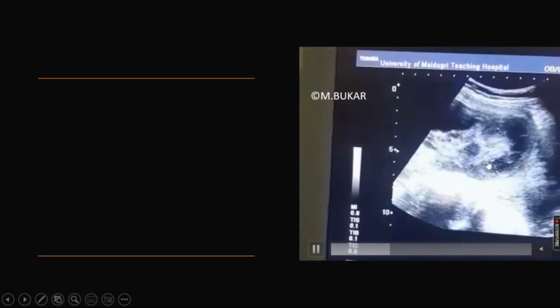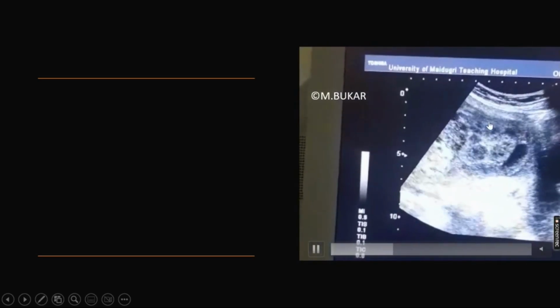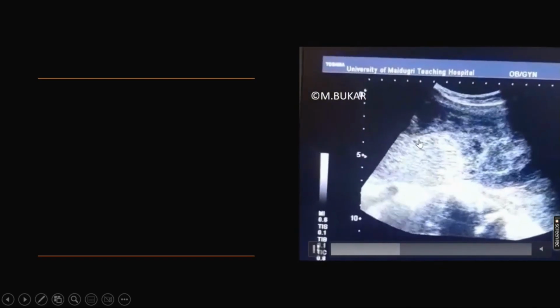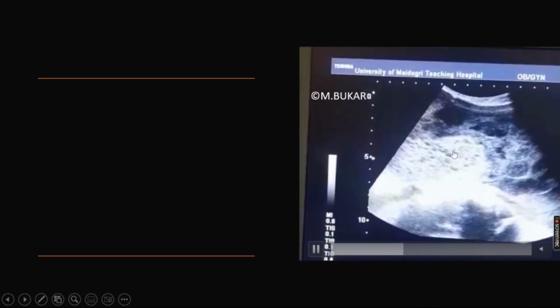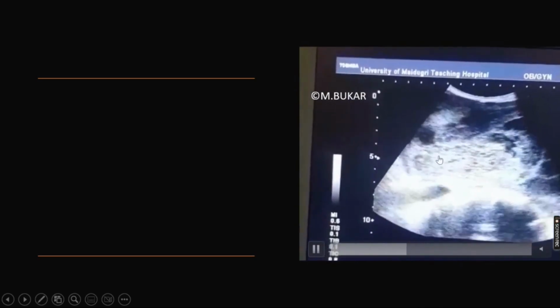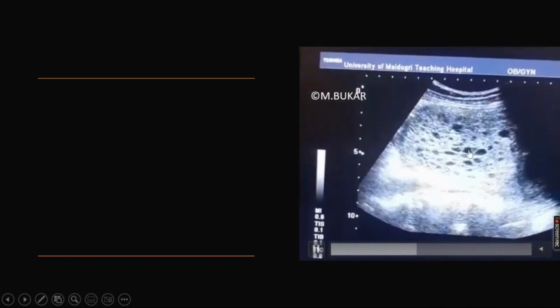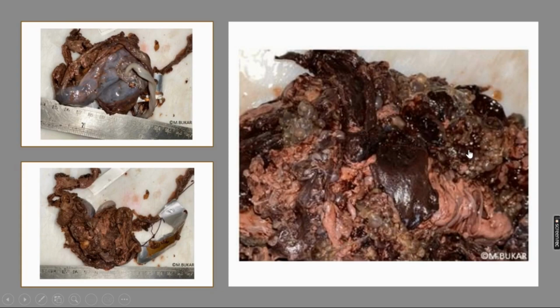Again, blood clots, the molar tissue, the typical snowstorm or honeycomb appearance. This was the placenta of the normal twin, and this was that of the molar tissue.